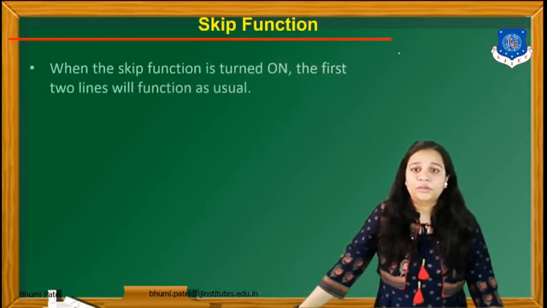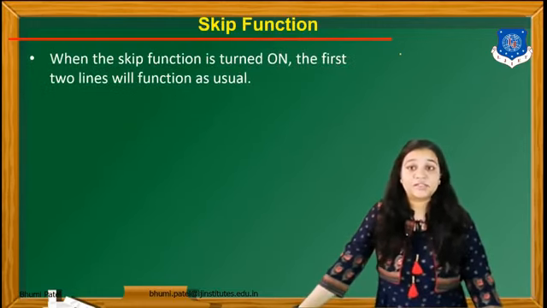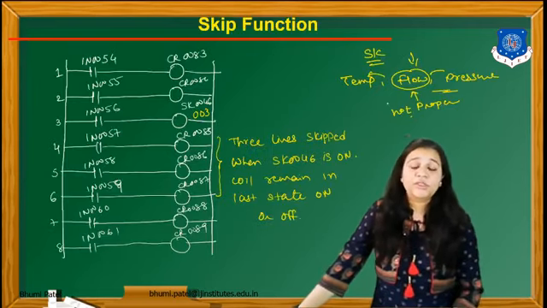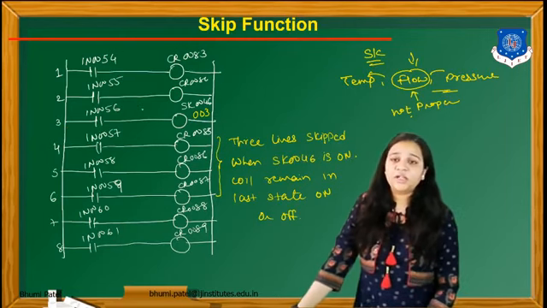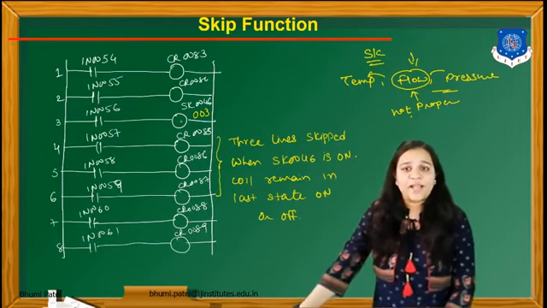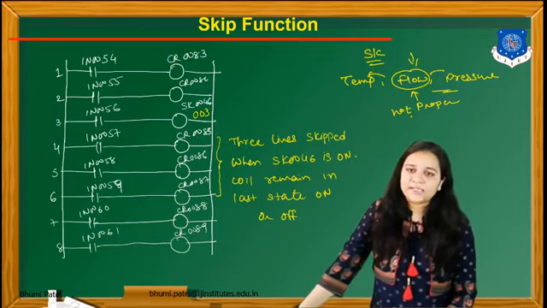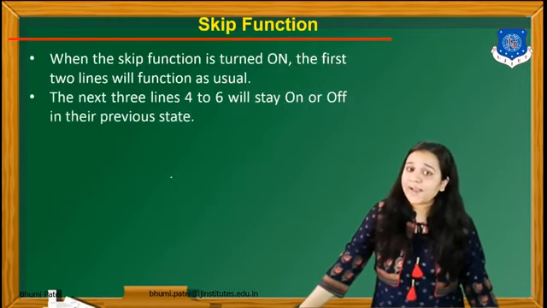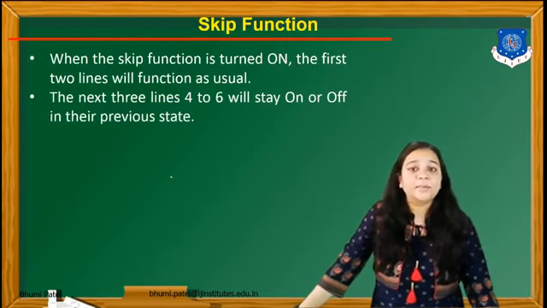Clear? Now, when the skip function is turned on, as already discussed, the first two lines will function as usual. So in our program, the two lines will execute as usual. Whenever the third rung is there, we have to write the skip function in the third rung. So rungs number 4, 5 and 6 will be skipped for this particular time. The next three lines, 4 to 6, will stay on or off in their previous state.